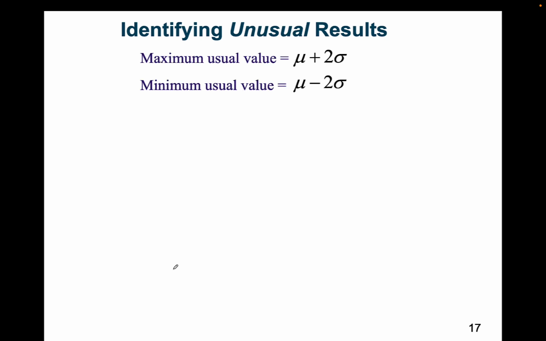Identifying unusual results. Well, we've talked about unusual results being 2 or more standard deviations away from the mean, and it's the same in this situation here. This is the mean, mu, and if we go plus or minus 2 sigmas, which are the standard deviation, then we have found the borders for those unusual results. So we call this one, where you add 2 standard deviations, the maximum usual value. And when we subtract 2 standard deviations, we call it the minimum usual value.